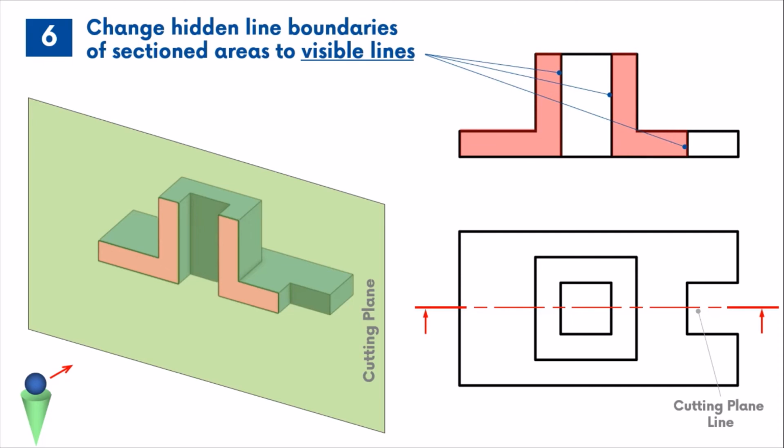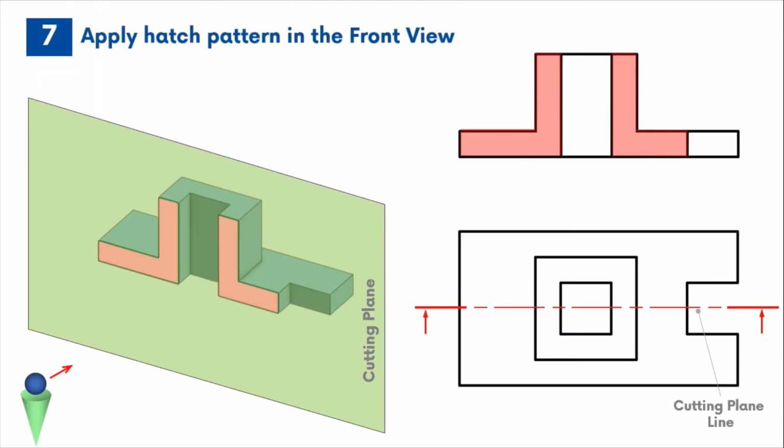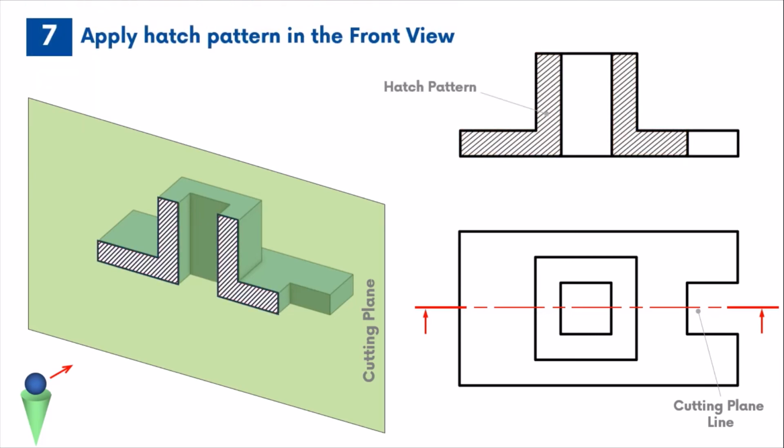Now that we have got the section areas drawn, a hatch pattern is applied to represent the sectioning. In addition to the cut surfaces, a section view shows all visible parts behind the cutting plane. Notice that since all cut surfaces belong to the same object, all the hatching lines are drawn in the same direction.